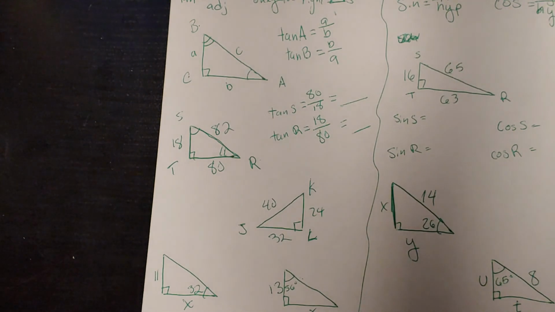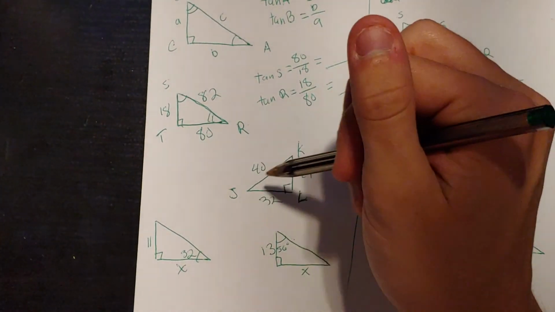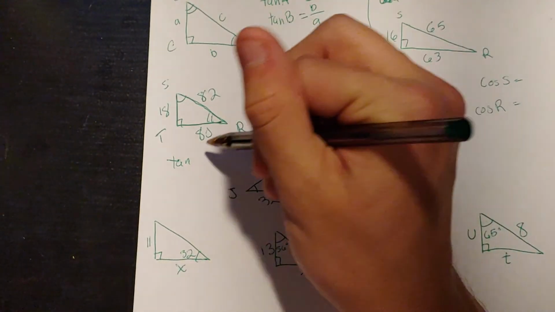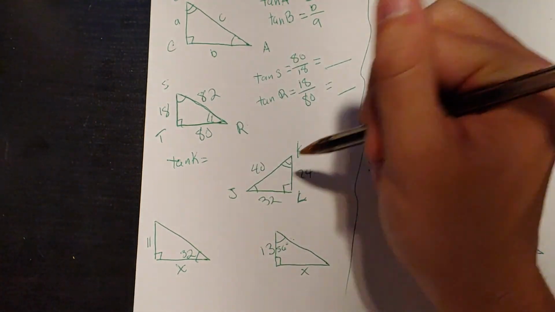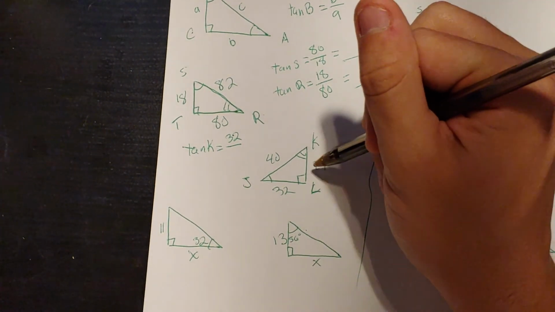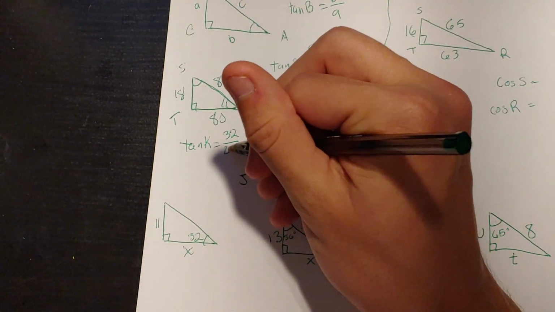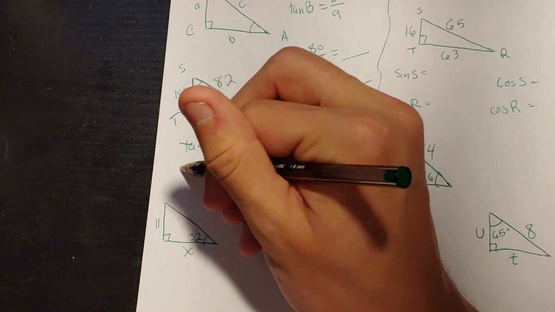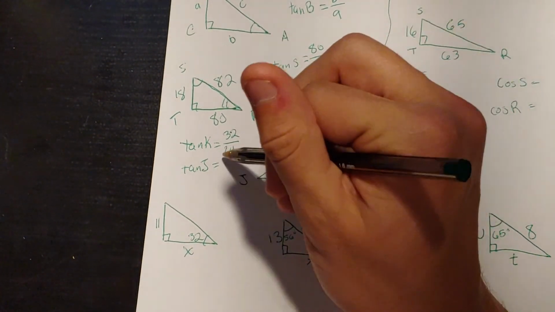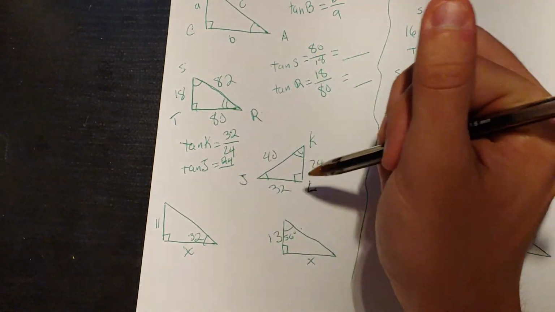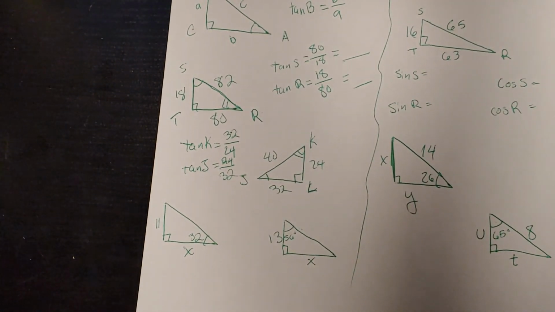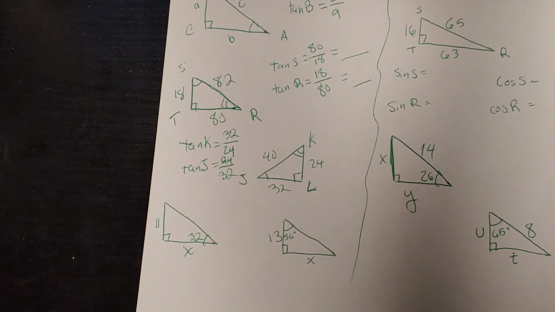We'll do one more example. So we have our two angles, J and K. So the tangent of K equals opposite 32 over adjacent 24. And then we're just going to do the tangent of J. The opposite of J is 24, and then adjacent to J is 32. And that is pretty much it.